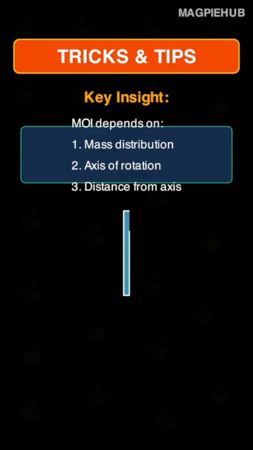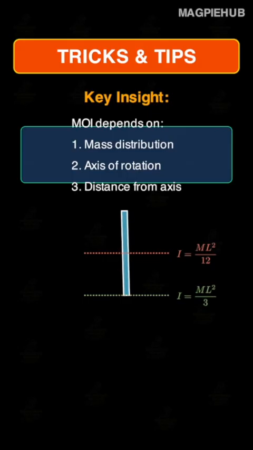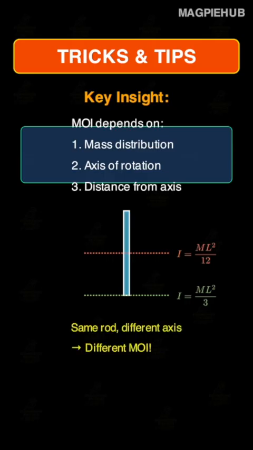Watch this rod carefully. When we rotate it about its center, the MOI is mL squared divided by 12. But the same rod, rotated about its end, has MOI equal to mL squared divided by 3. That's 4 times larger. Same rod, different axis, completely different moment of inertia. Remember this.